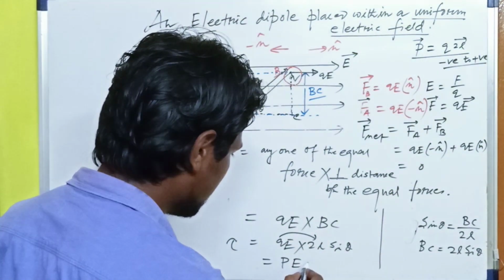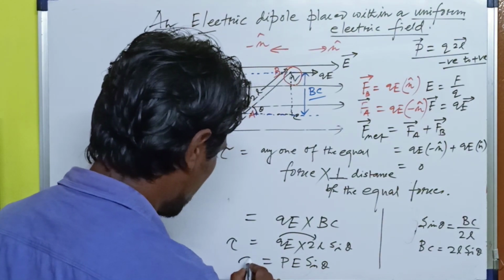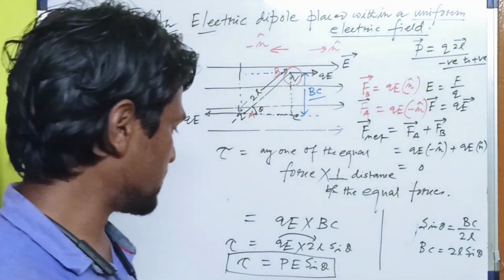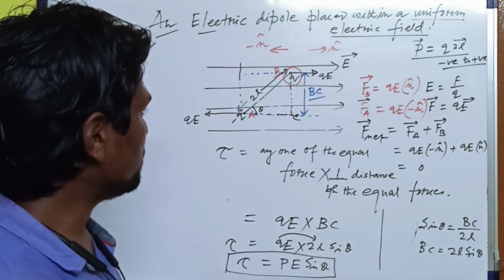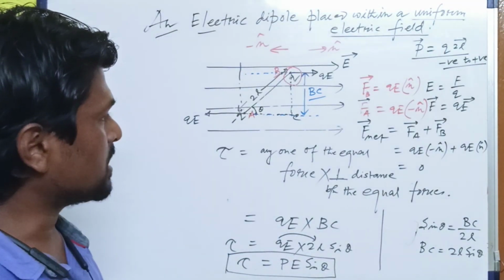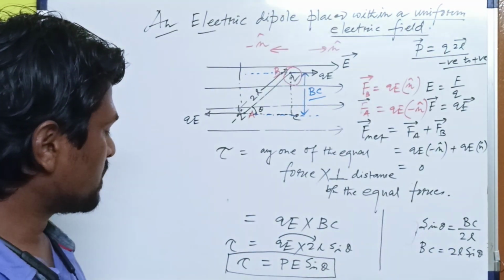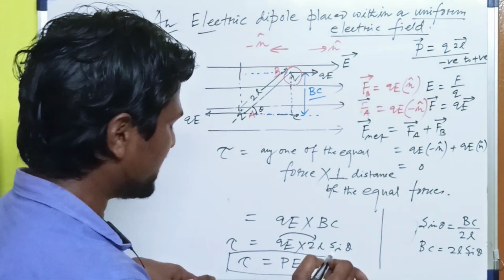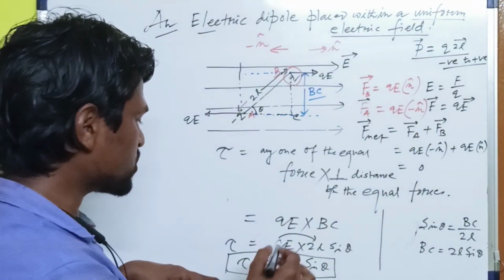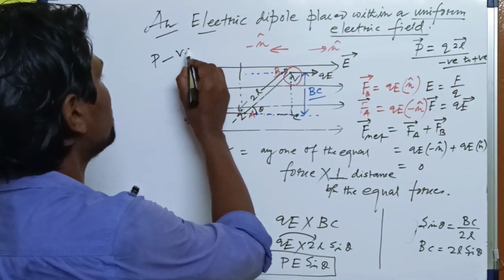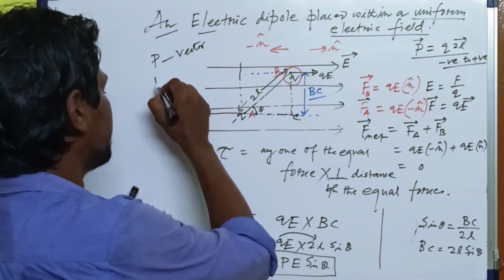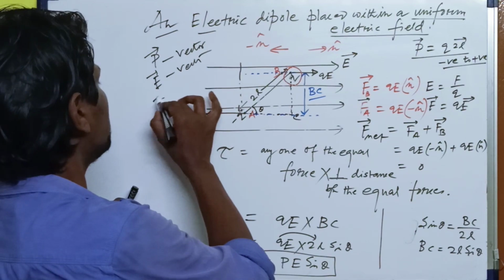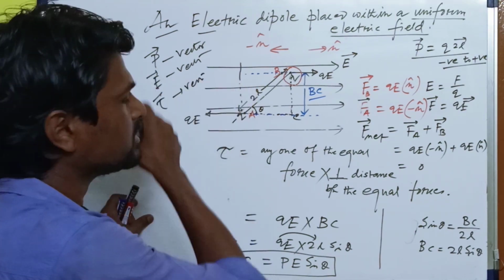So PE sine theta is tau. Is tau a vector quantity? Tau is a vector quantity. Torque is a vector quantity. So how can we represent those three quantities, that is tau, P and E? P is a vector quantity, and the electric field is also a vector quantity, and tau is also a vector quantity. So all three are vector quantities.